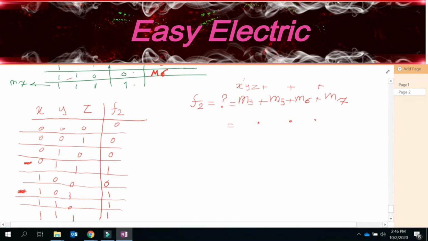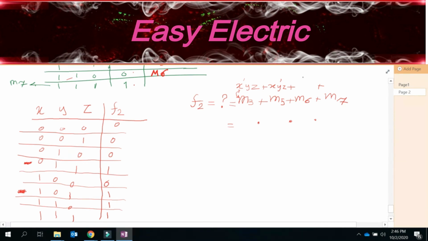What is the M5? So these are the skills that you should have. You should switch between these two very fast because you already know how you could write the M3. What is the M5? First, apply the AND operator to XYZ. So you have 5. What is the 5? 5 is 1, 0, 1. So the 0 gets the prime and these two do not get the prime. So that means this is XY prime Z.